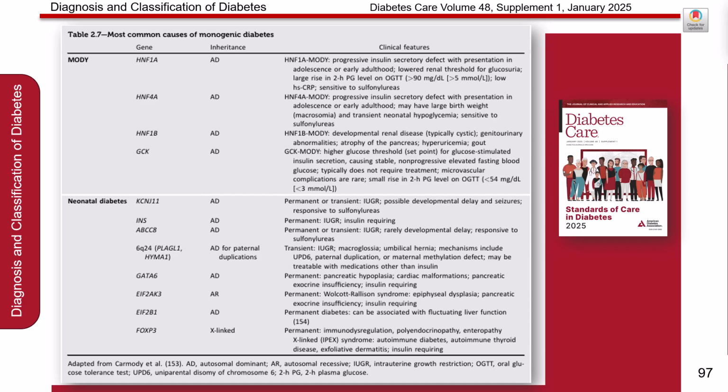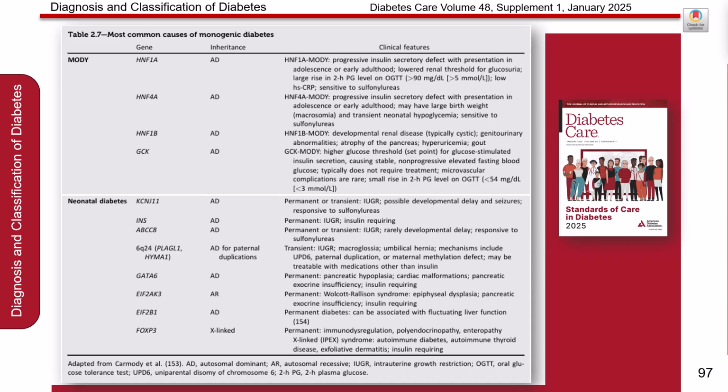Clinical features: temporary condition. Growth restriction in the womb. Large birth size. Umbilical hernia. Can result from genetic mechanisms like an imbalance in chromosome inheritance or changes in gene regulation. May be treatable with medications other than insulin.